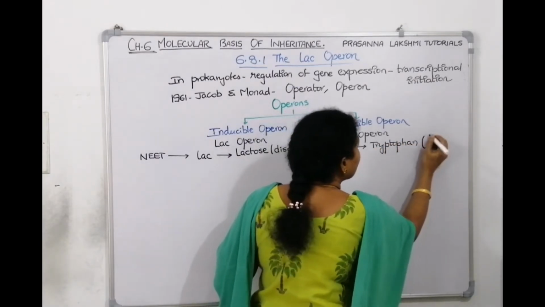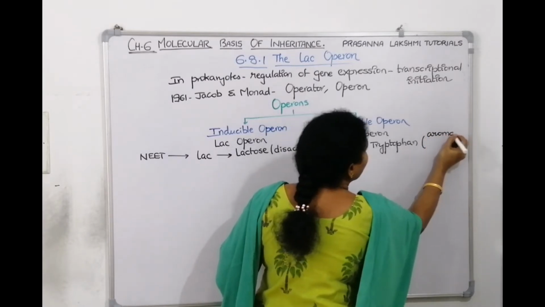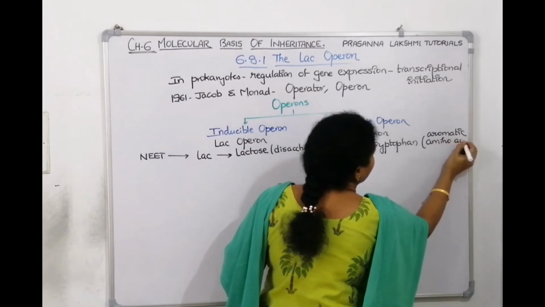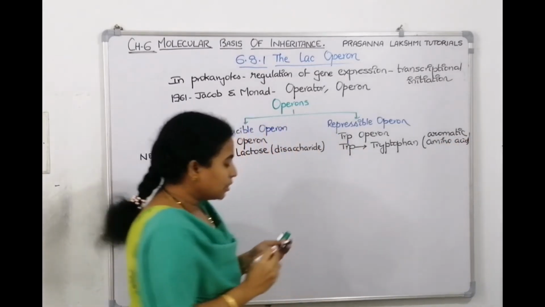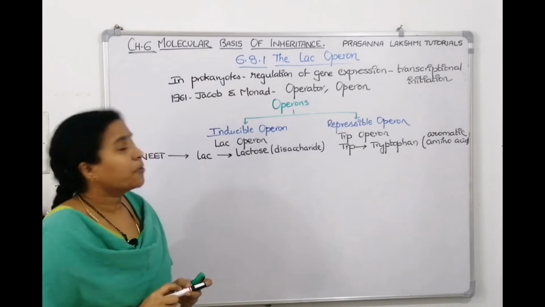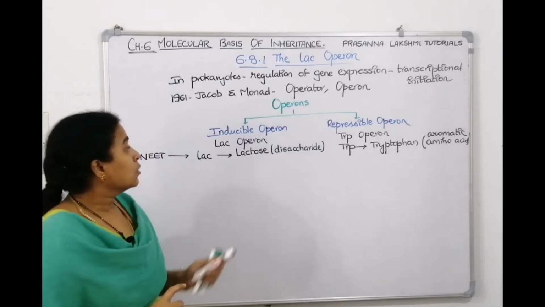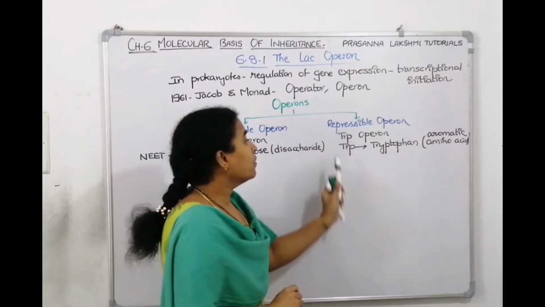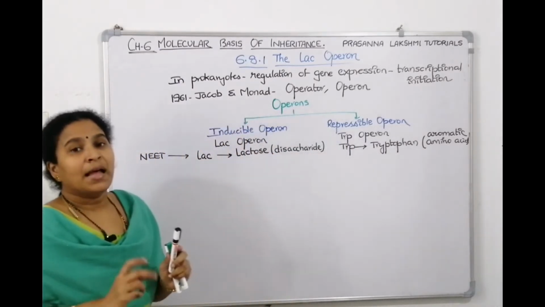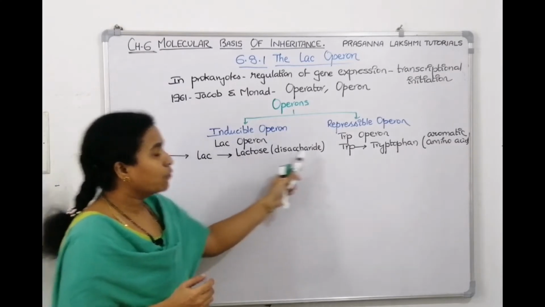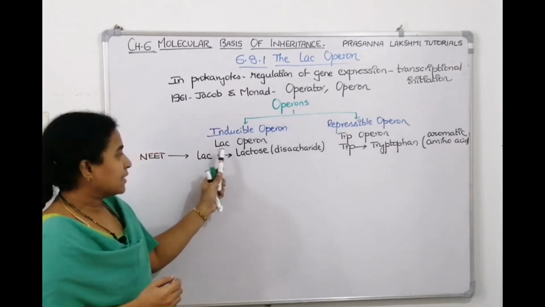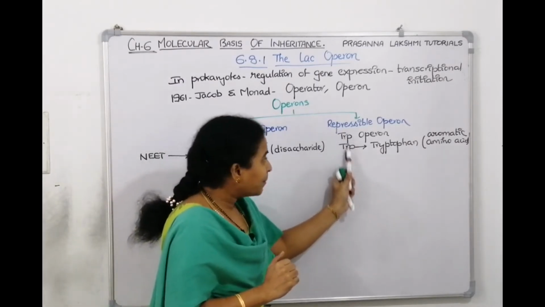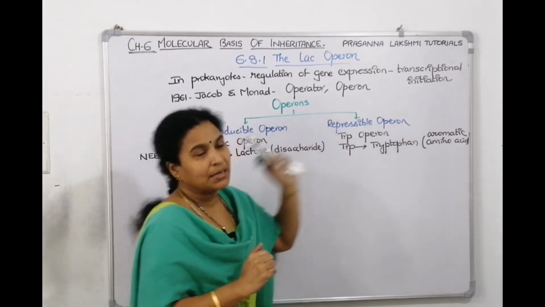What is tryptophan? It is an aromatic amino acid, right? So let us try to understand what is inducible operon and what is repressible operon. For inducible operon, we are taking Lac Operon as an example. For repressible operon, we are taking Tryptophan Operon as an example. You might have a doubt, what is Lac and what is tryptophan? Lac stands for lactose, which is a disaccharide sugar. TRP stands for tryptophan, which is an aromatic amino acid.